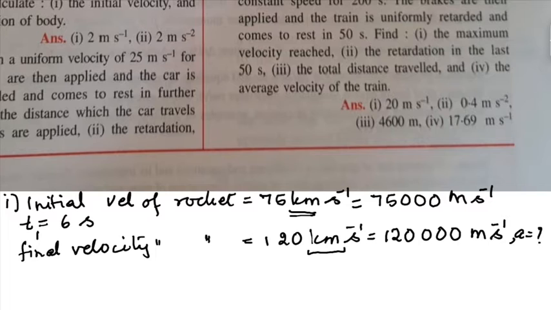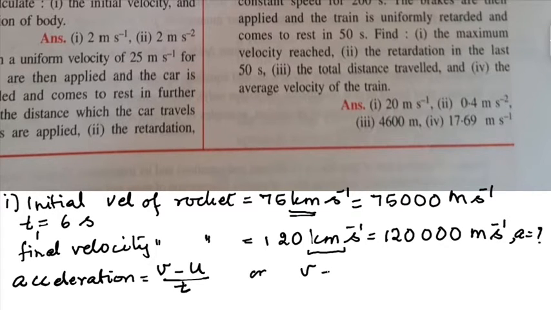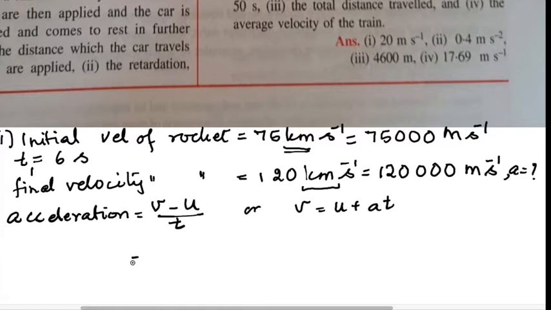Average acceleration is how much? Now, what do we know about acceleration? Your acceleration is the rate of change of velocity, which means it is v minus u upon t. Either use this formula or you can say v is equal to u plus at. Both of them are the same thing. So I'm going to use it like this. Acceleration is v minus u upon t.